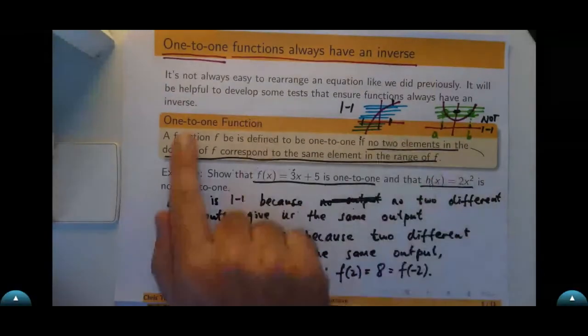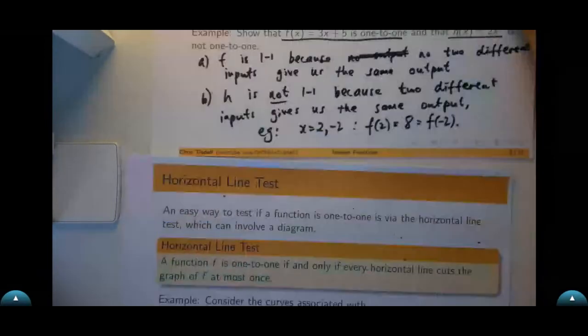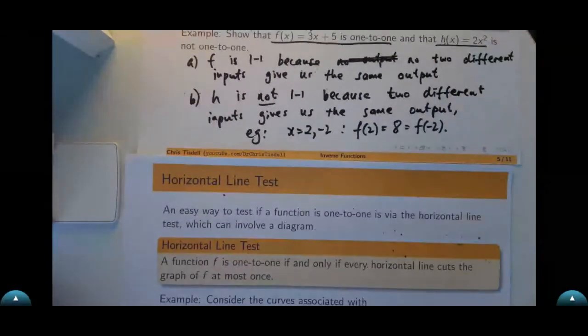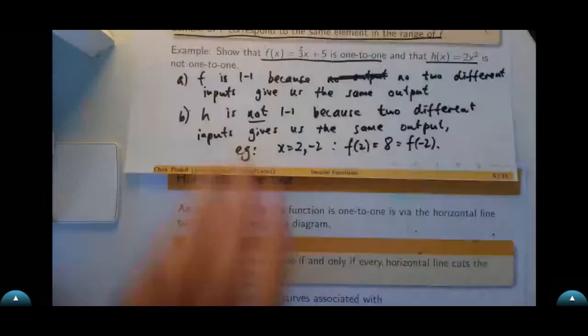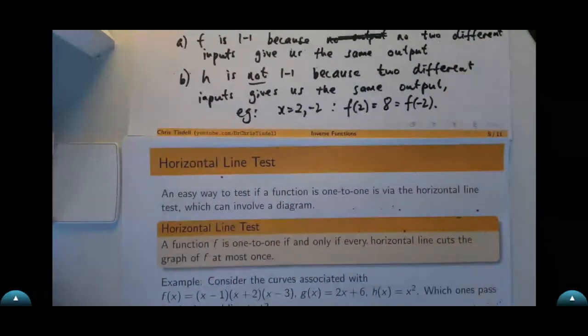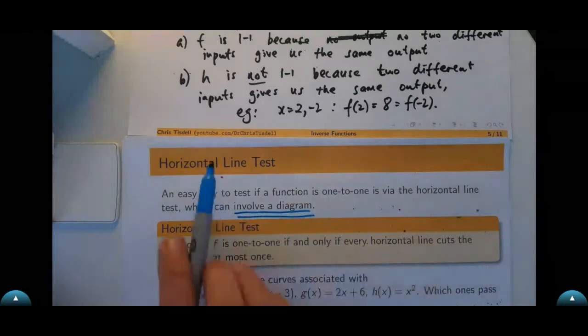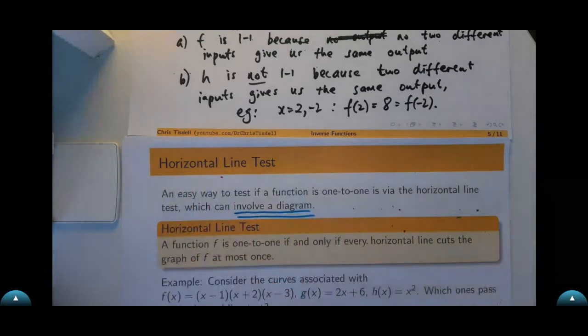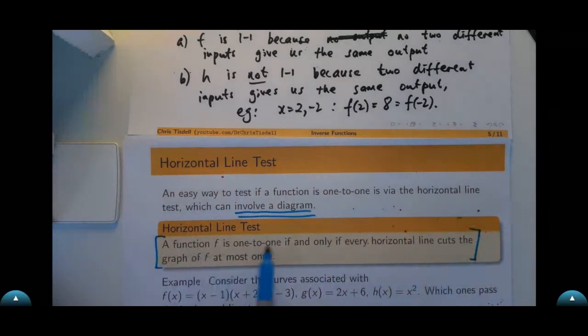Okay, so this is a bit wordy. I quite like the idea of pictures. So there is a test called the horizontal line test. This is very similar to what I've done up here. The horizontal line test is an easy test, and it involves a diagram. And like the name says, it involves a horizontal line. So the idea is draw a graph, and a function is one-to-one if and only if every horizontal line cuts the graph of f at most once.